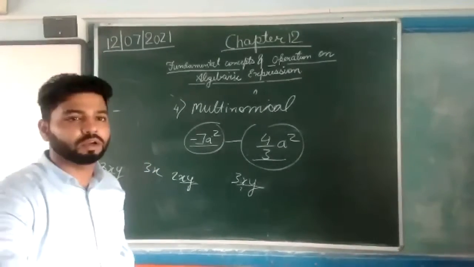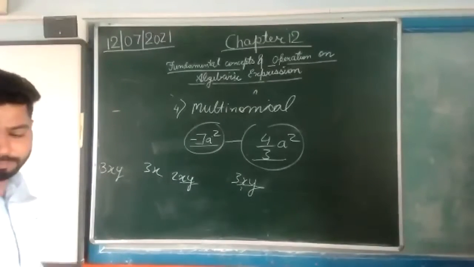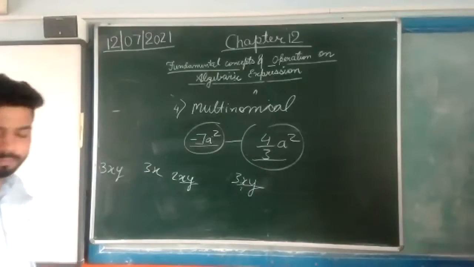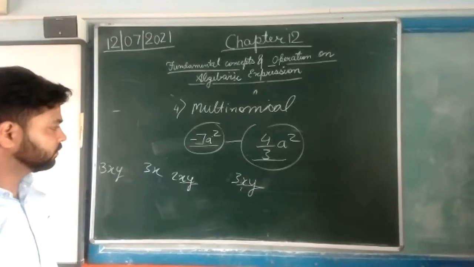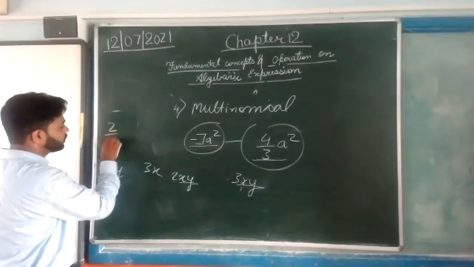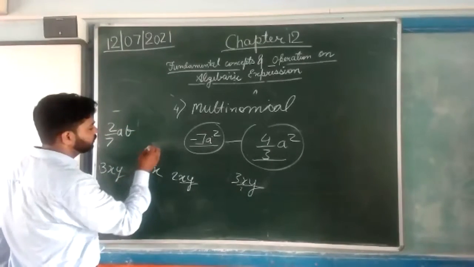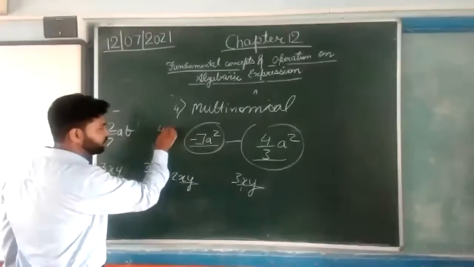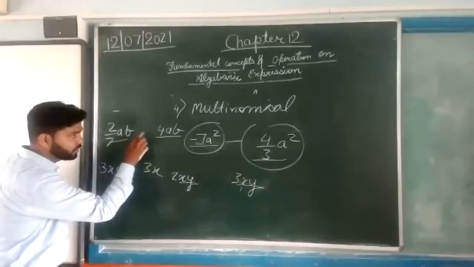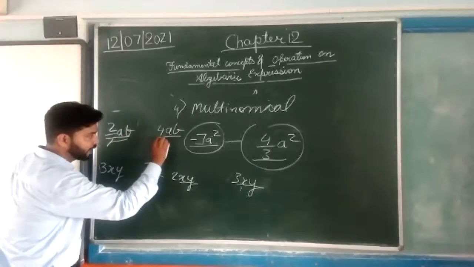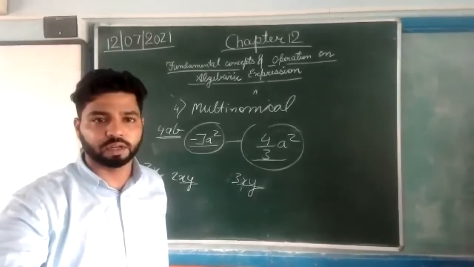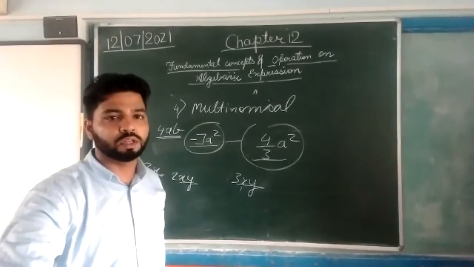Anyone still having doubt? Yes, Akansha. For example, we are taking 2 upon 7 AB and plus 4 AB. They both are like terms. So for solving the algebraic expression, we only take the like terms, not the unlike terms. We can't solve unlike terms. Everyone is getting it?